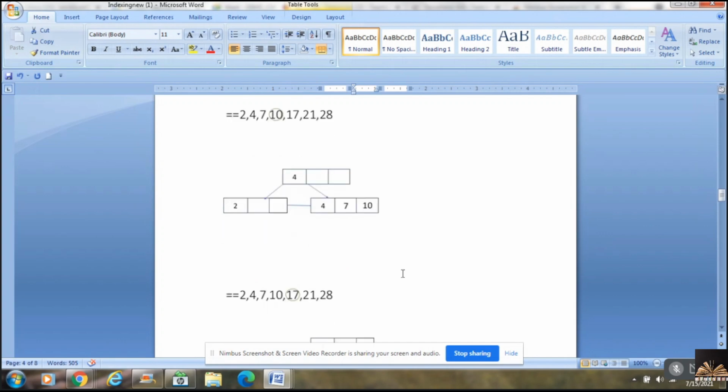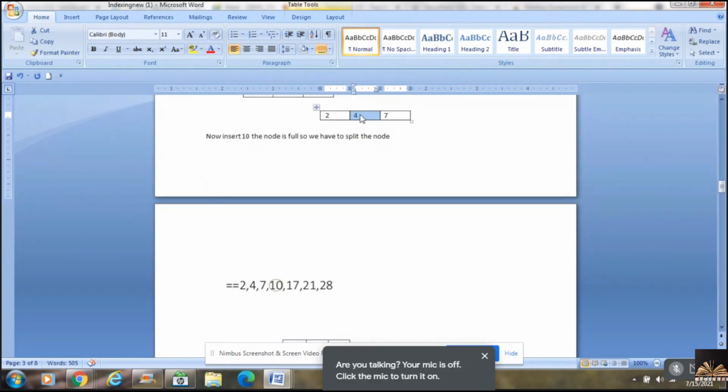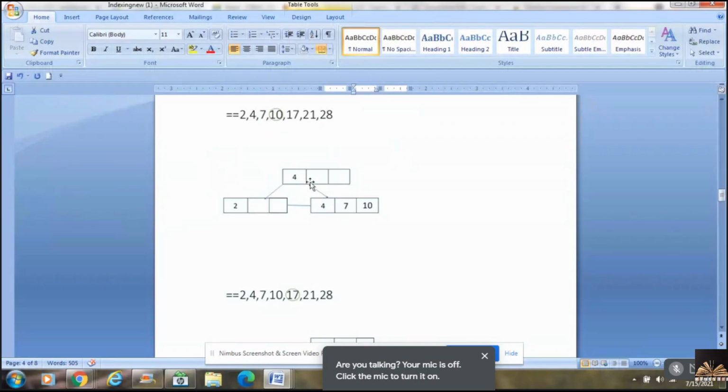So see here, what is happening? Whenever the node is full and you want to insert one more element into the node, you have to follow the process of splitting the node. In order to split it, you have to take the middle element, the median. So 4 was the median over here. 4 is shifted up one level, and this is the adjustment after inserting the value 10.